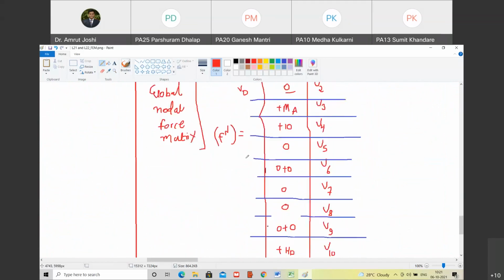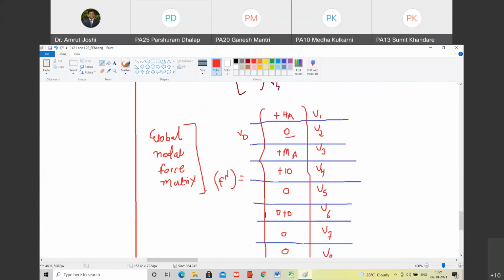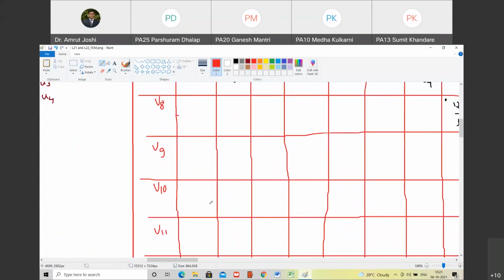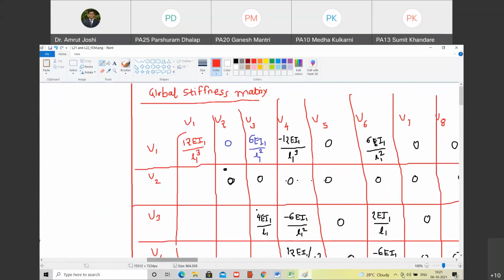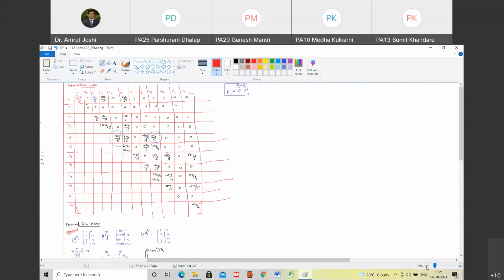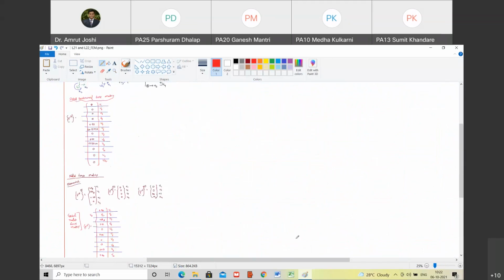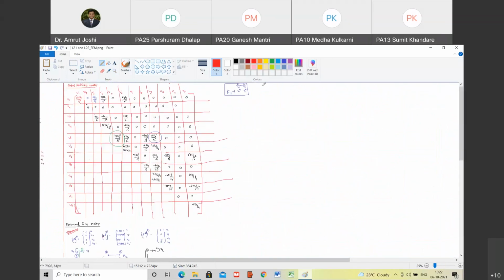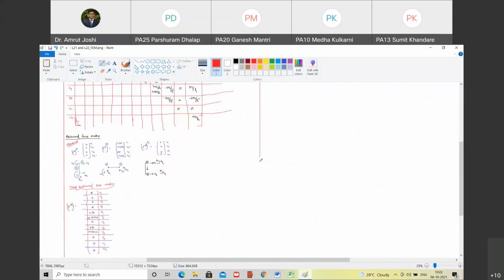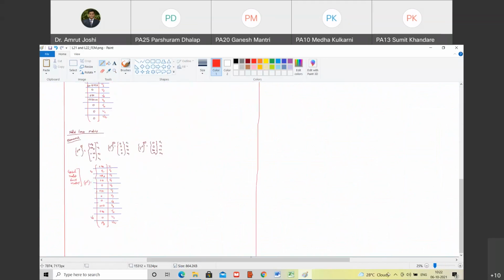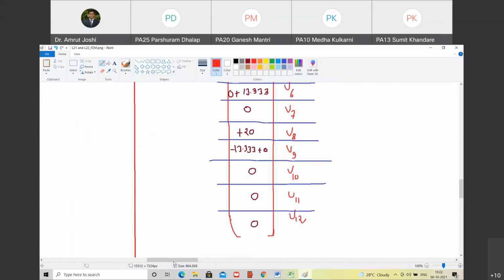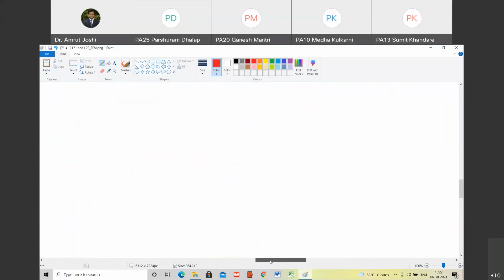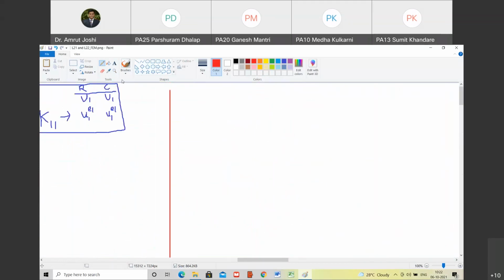Now, what is the equilibrium? So we have found out the global nodal force matrix, global restraint force matrix, and global stiffness matrix. Are you with me? These are the matrices at a glance. Yes, sir. So how does the equilibrium equation now look like? We are now at the last step of this. So I'm now going to write down the equilibrium equation.